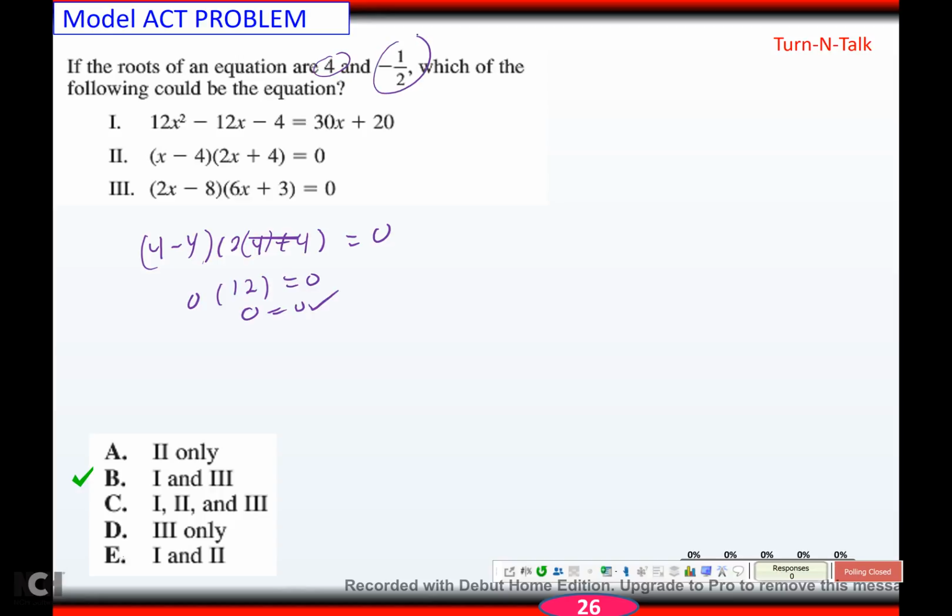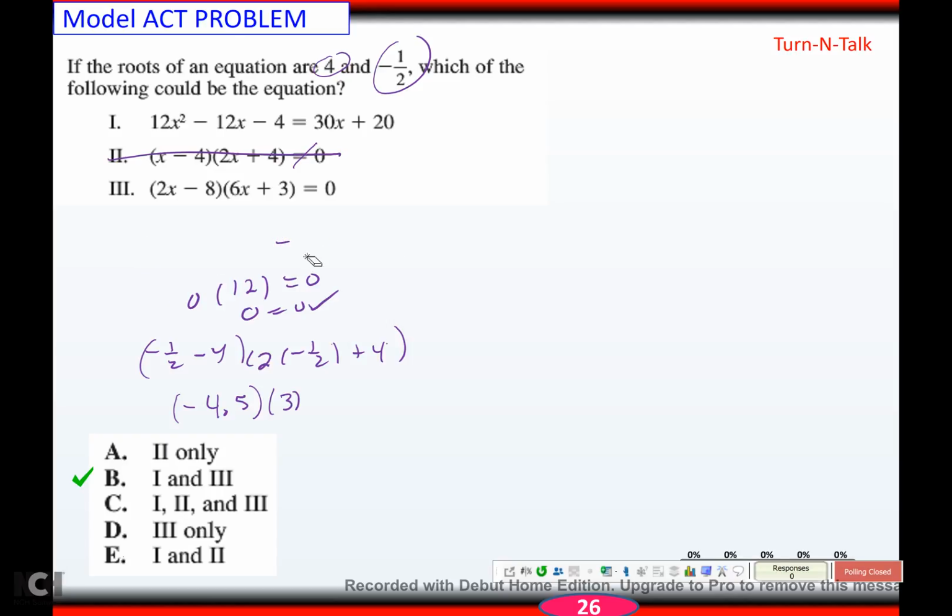But what if I plug in negative 1/2? Well, I'd have negative 1/2 minus 4. And I'd have 2 times negative 1/2 plus 4. Well, let's see. This would be negative 4.5. This is going to be negative 1 plus 4, which is 3. Negative 4.5 times 3 is not 0. So 2 cannot happen.